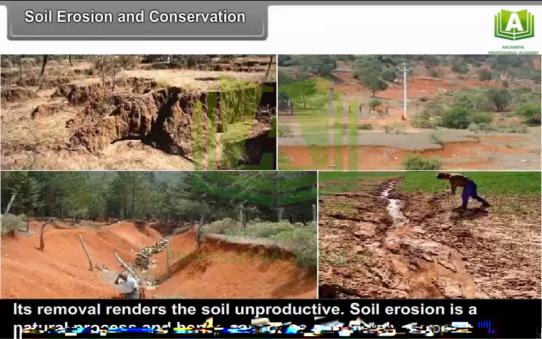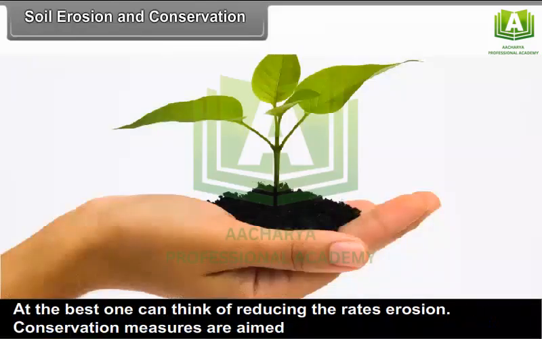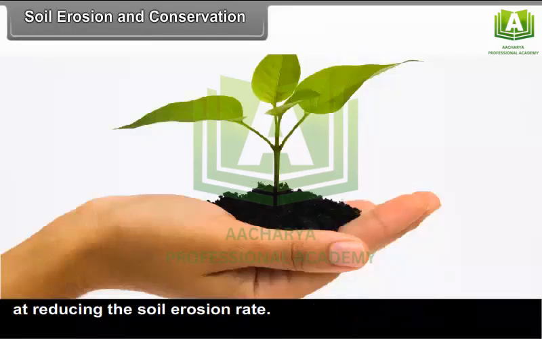Soil erosion is a natural process and hence cannot be completely stopped. At the best, one can think of reducing the rates of erosion. Conservation measures are aimed at reducing the soil erosion rate.